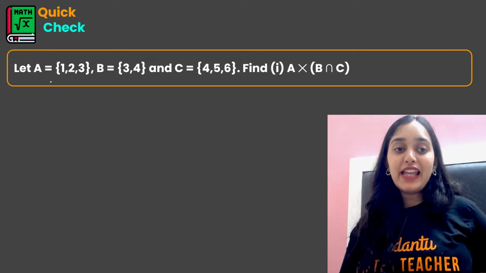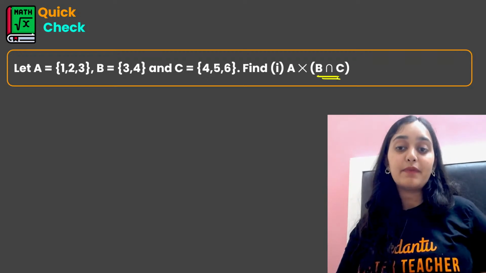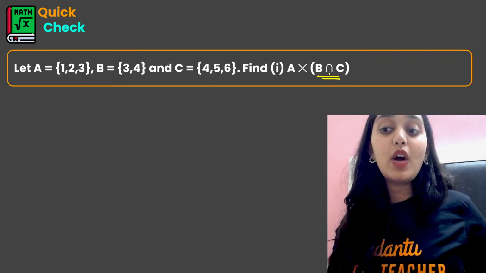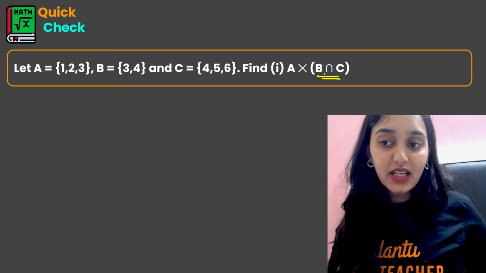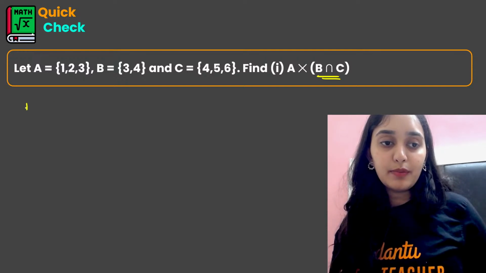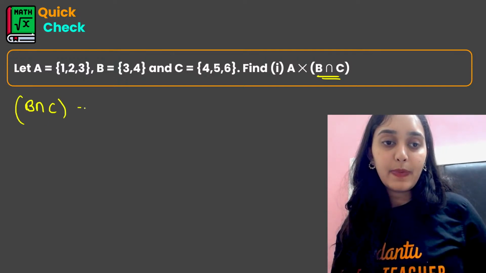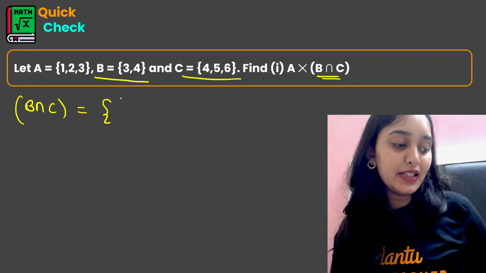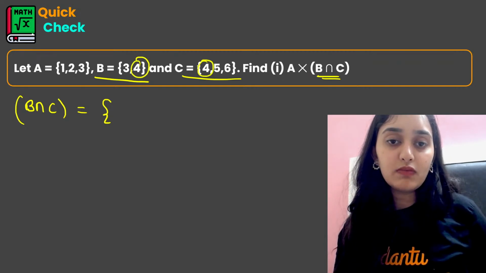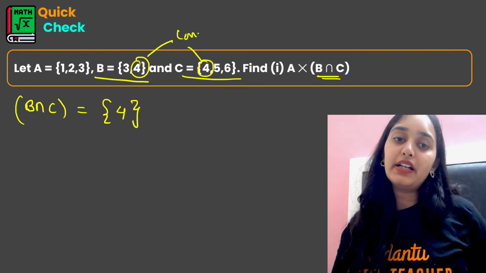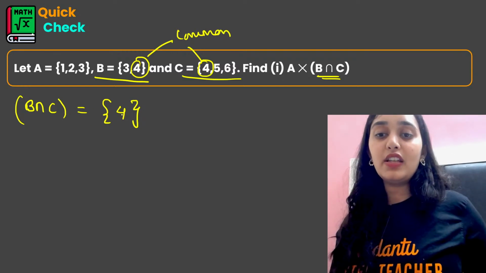Next question. If set A is 1, 2, 3, set B is 3, 4, set C is 4, 5, 6, find A cross (B intersection C). Now, in the first chapter, when we were studying sets, we learned what is B intersection C. First of all, B intersection C is what is common between B and C. What is common between B and C? Tell me. 4. Anything else? No. So, 4 is common. Therefore, B intersection C will be {4}.